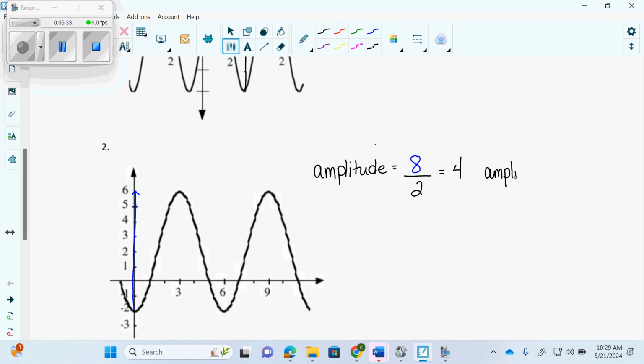Amplitude equals the absolute value of the max. What's the maximum? 6 minus, what's the minimum? -2 divided by 2. What's 6 minus a minus 2? Plus. So it's 8 over 2, which is 4. So it's half that vertical distance from the min to the max. And 6 minus a minus 2 is actually 6 plus 2, which is 8 divided by 2. So it's half that vertical distance.